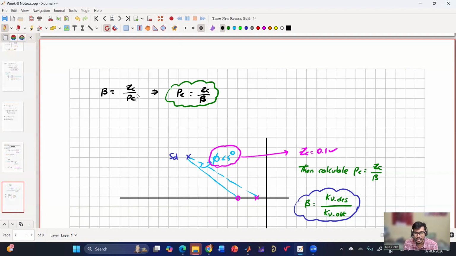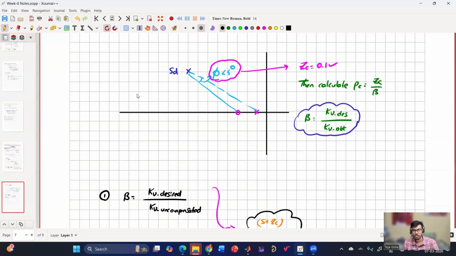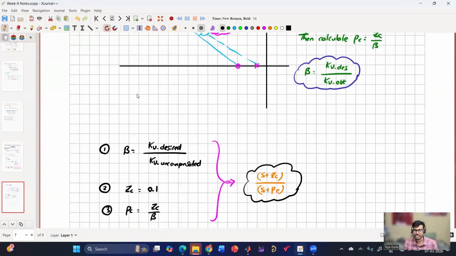How do I get beta? Beta corresponds to the additional gain that is needed to achieve the desired kV. So beta is nothing but kV divided by kV obtained. Once I get beta, I need to calculate ZC and PC. But we make an assumption rather than solving it, considering ZC to be 0.1, and then PC can be obtained as ZC by beta.